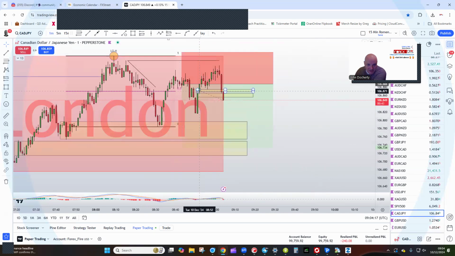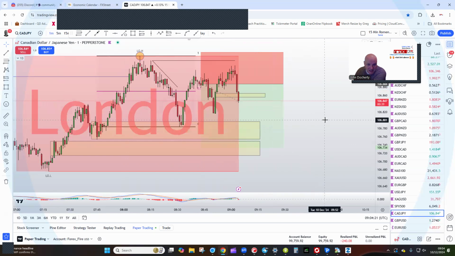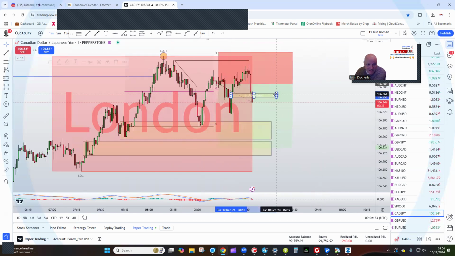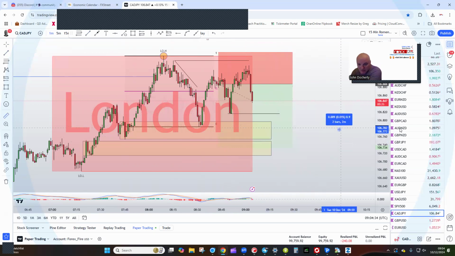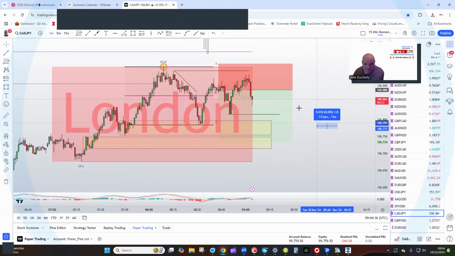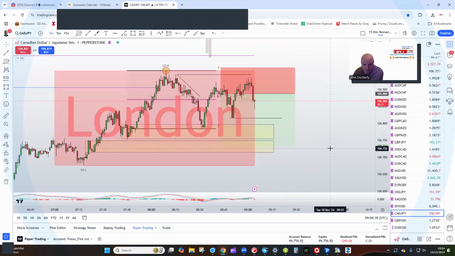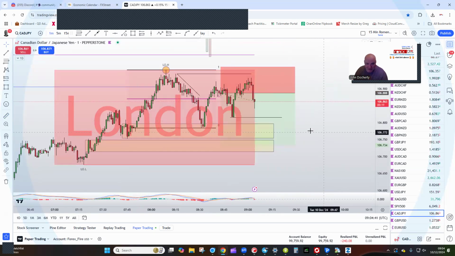We have now mitigated through the fair value of that, so we can get rid of that. Also, the fair value gap of this has been mitigated. We now have liquidity residing at around about that level there, which again was around about the halfway partial point where we took one of the partials. We just need to wait and see if we come into this.